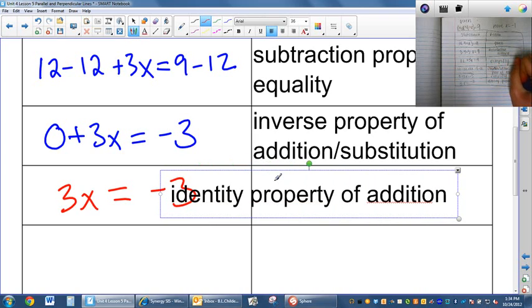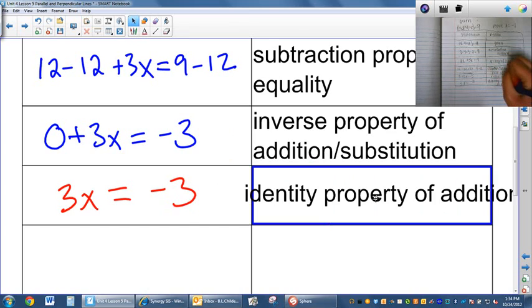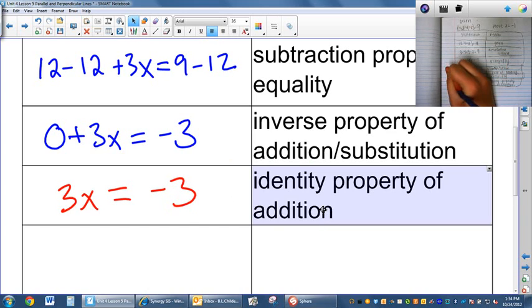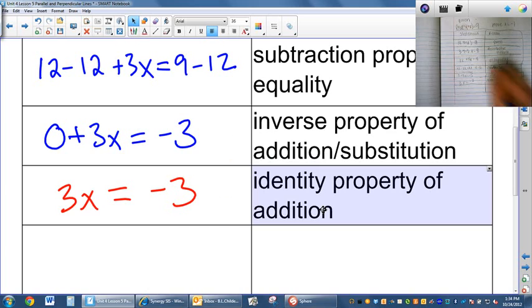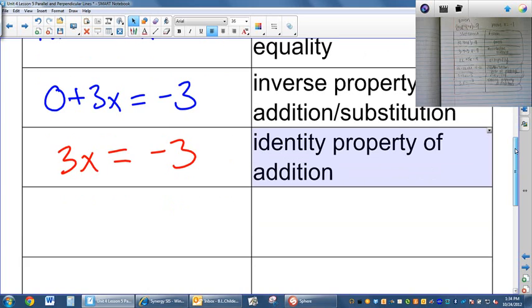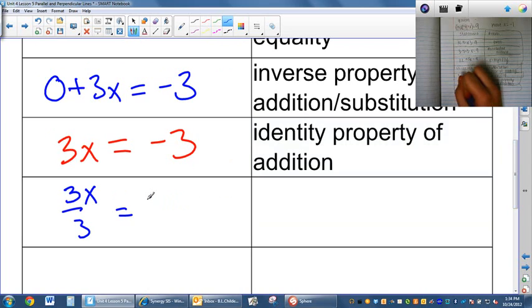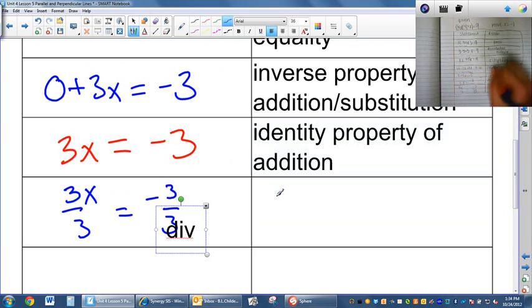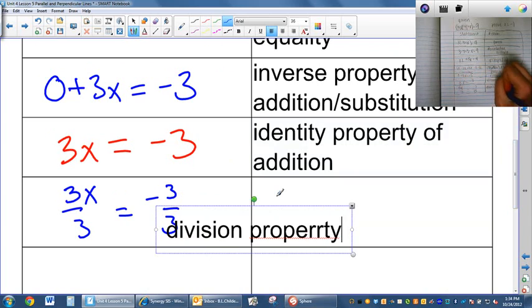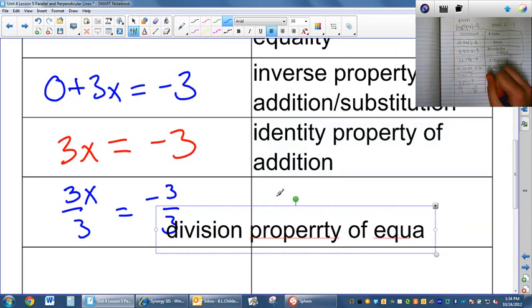All right. So we have the identity property of addition. That's how we can go from 0 plus 3x to just 3x. Hey, Emily, what should this look like? So we get x equals negative 3 divided by 3. This is the division property.